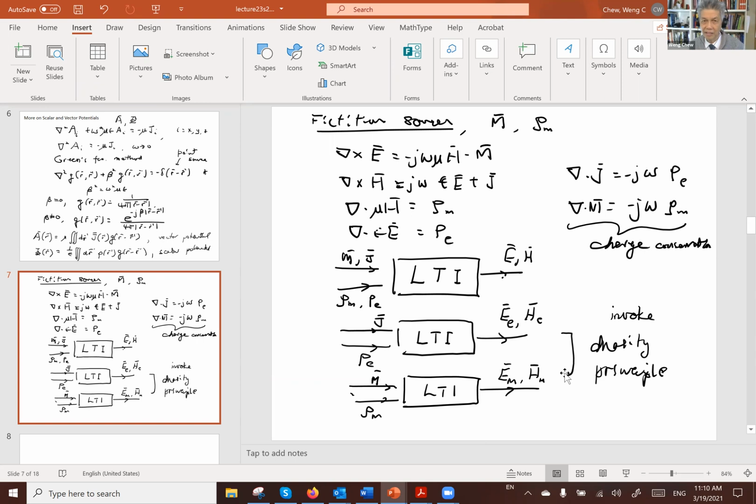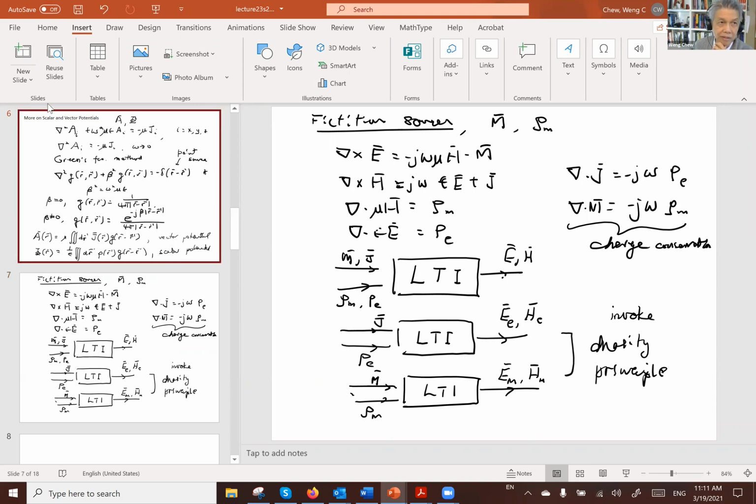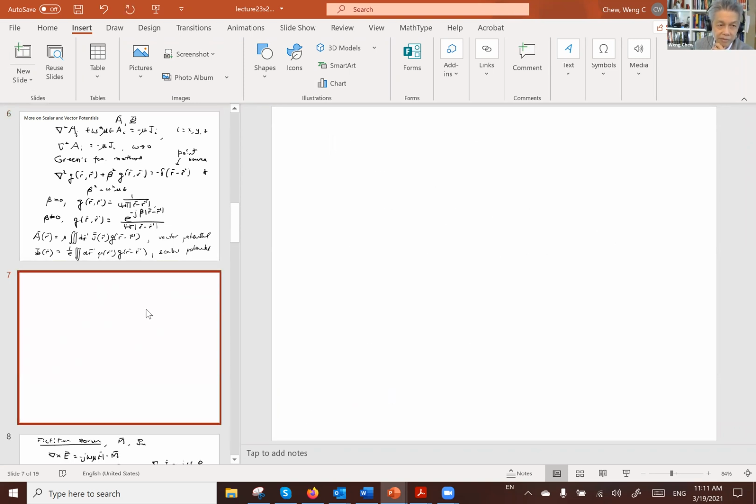Are there any questions on the use of the principle of linear superposition to find the total solution when all the sources are turned on? If there are no questions, then I'll move on to talk about something different from this.